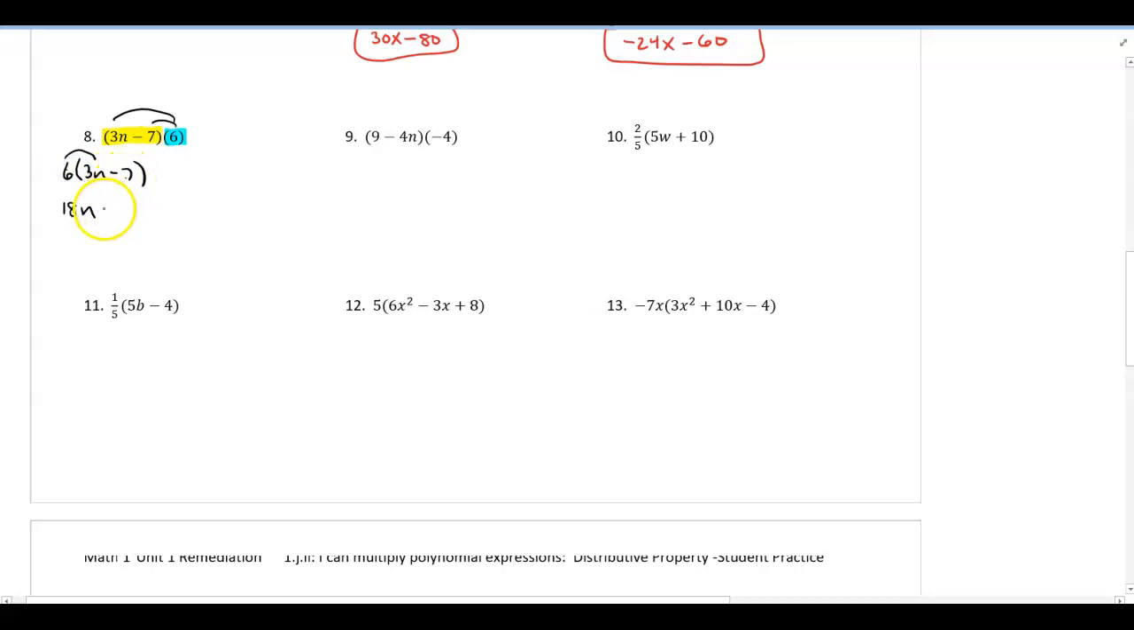6 times negative 7 would be negative 42. So we're going to go ahead and subtract it. If I distribute this way, it's the same thing. 6 times 3n is 18n. 6 times negative 7 is negative 42.